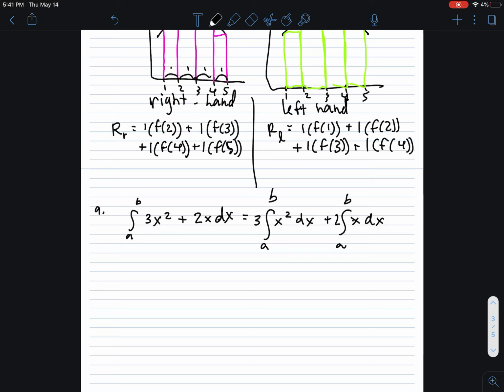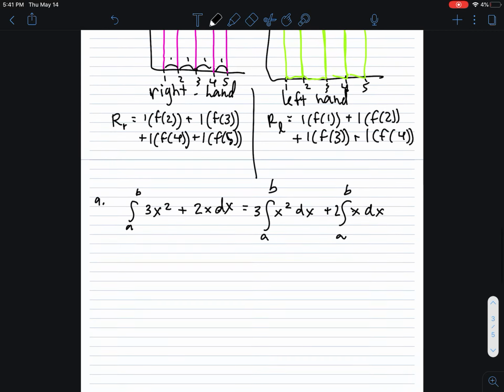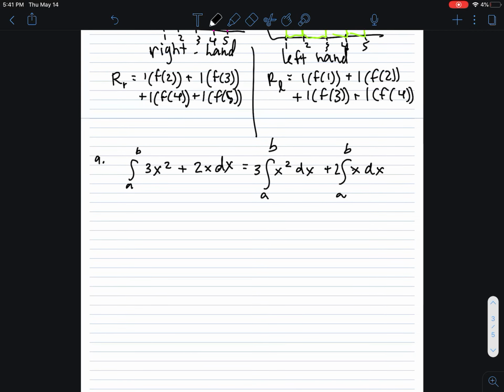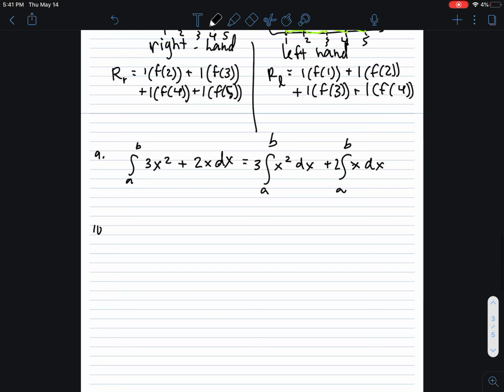I believe that was section 5.3, unless it was section 5.2. 5.2. Okay. Remember that if you don't know what a function looks like, then you should graph it on Desmos. If you need help.